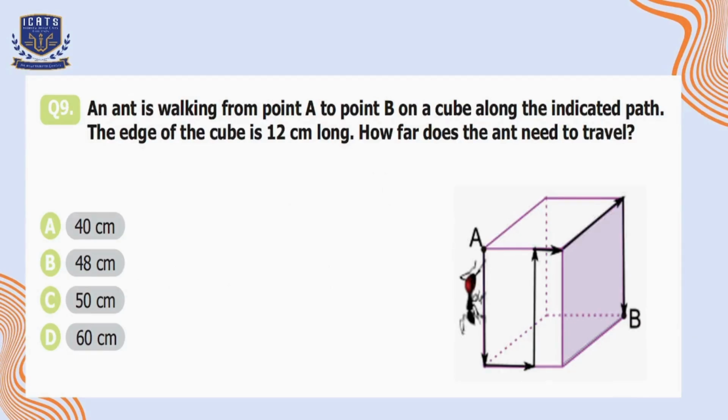Question number 9. An ant is walking from point A to point B on a cube along the indicated path. The edge of the cube is 12 centimeters long. How far does the ant need to travel? So it is given in the question that it's a cube. As I have stretched the picture, it's looking like a cuboid, but we need to keep in mind it's a cube and all the sides of a cube are of the same size. Its length, width, and breadth are of the same size.